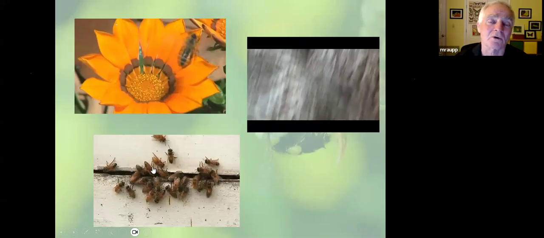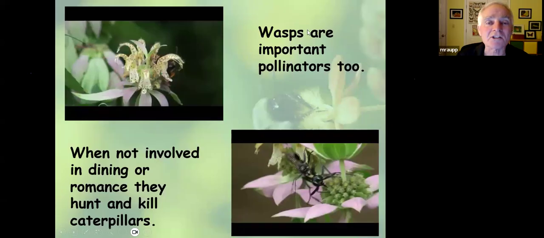Last year was the worst year on record for honeybee failure. I think it was 60% of commercial hives failed last year. When I was a kid growing up in New Jersey, we had beehives. We lost our colonies when the Varroa mite arrived in the late 1980s. So it's a big complex set of things that are affecting our poor honeybees right now. Wasps are important pollinators too.